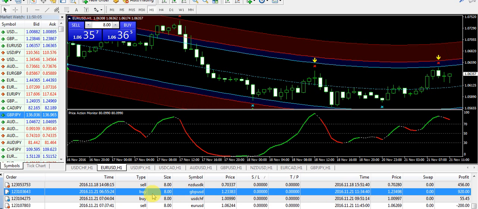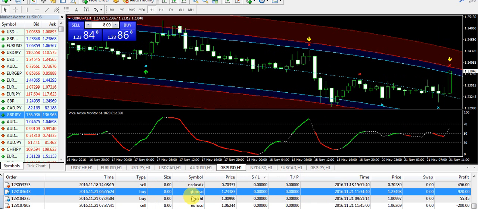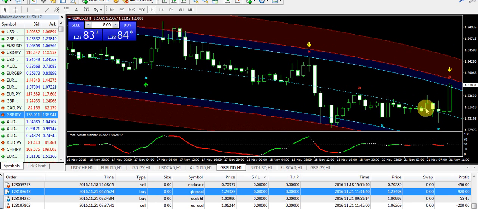Okay, Great Britain Pound USD, guys, it was a buy position and I have taken $920 on the trade. It was quite a very simple trade. You can clearly look here. The hourly candle was closed above the dotted blue line, and I have placed the buy order, and it has gone my way, and $920 on the trade.